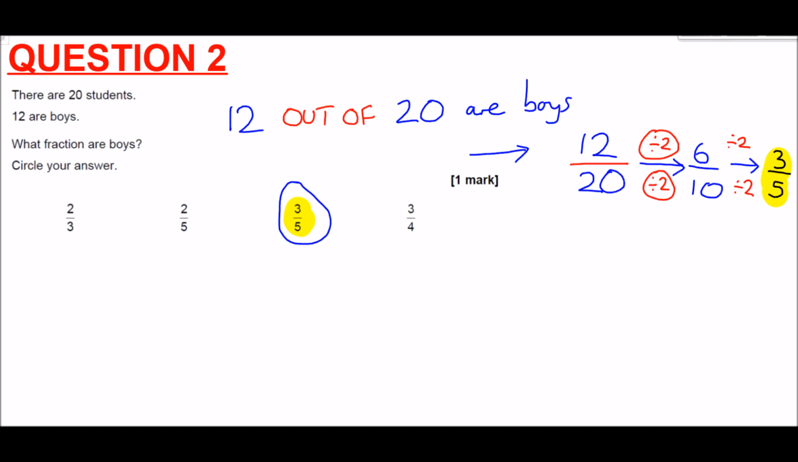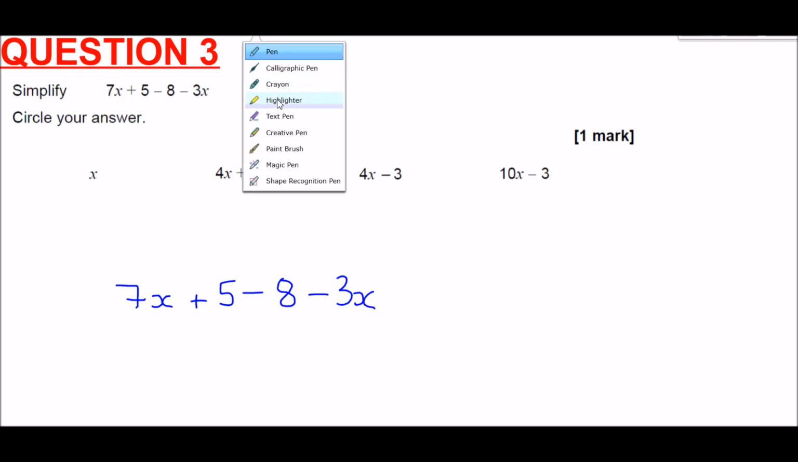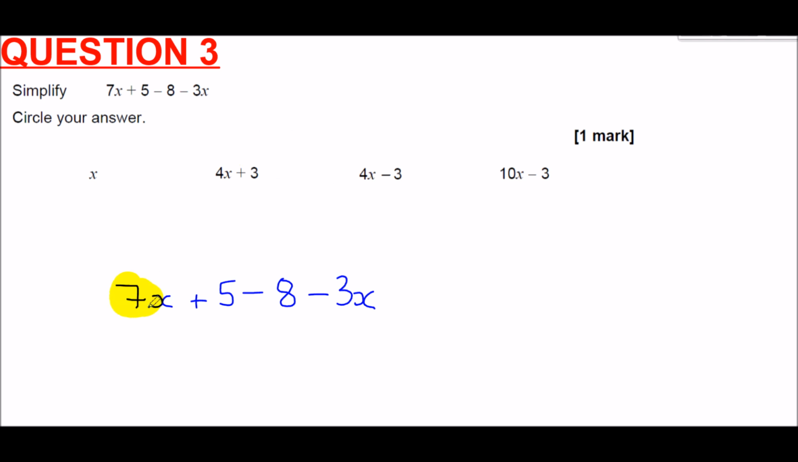Question 3. Simplify 7x plus 5 minus 8 minus 3x. So I'm just going to write this out a bit bigger and clearer. What we've got here is two different things. We've got x's, which we can highlight. Always pay attention to the sign in front of each term as well. X's are one thing. The other thing we've got are the units.